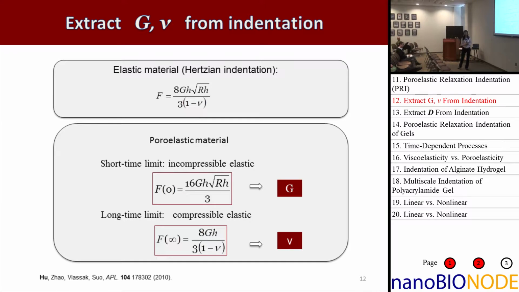If you wait long enough, the solvent will migrate out of the gel because the compression makes it uncomfortable. You increase the chemical potential gradient, so the solvent will migrate out. Until the equilibrium state, the material behaves like a compressible linear elastic material. So we can use this Hertzian solution again, insert this equilibrium force into this equation, and now you know the shear modulus. Then you can directly calculate Poisson's ratio.